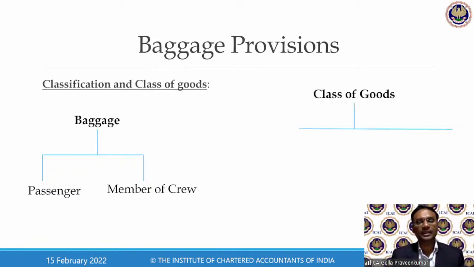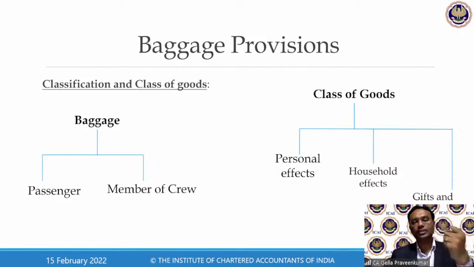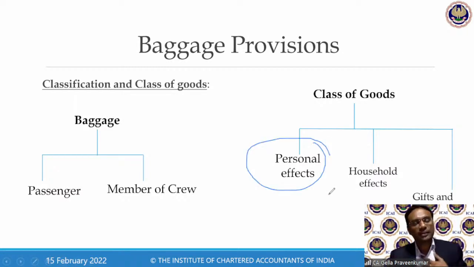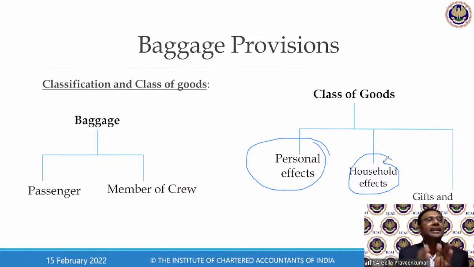Class of goods. I can classify the goods as personal belongings, household effects, gifts and souvenirs. So I can have goods brought into India as personal effects. Sir, I have gone with 10 shirts and 10 pants. I have gone with 2 notebooks and 1 laptop. Sir, these are all my personal effects. Household effect. Sir, I have gone with, say, 10 utensils for cooking. Sir, I have gone with a television. Sir, I have gone with a mattress.